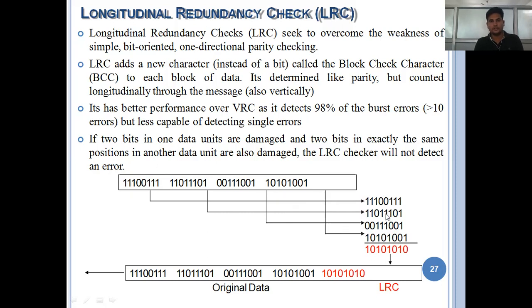So longitudinal redundancy check. Double one is 0, 1 triple 0 is 1, double 0 is 0, 0 double 1 0 is 0, double 1 double 0 is 0, double 1 0 1 is 1. So this is the original data. Along with the original data, like parity but counted longitudinally through the message, all the data bits are added and travel along with the original data in the longitudinal redundancy check.